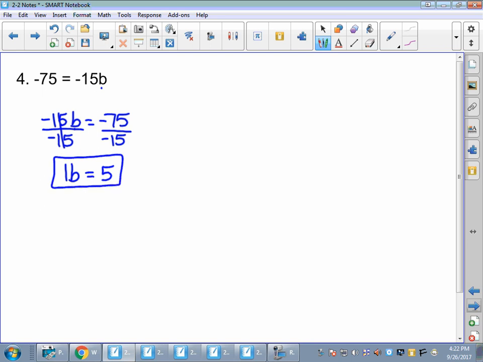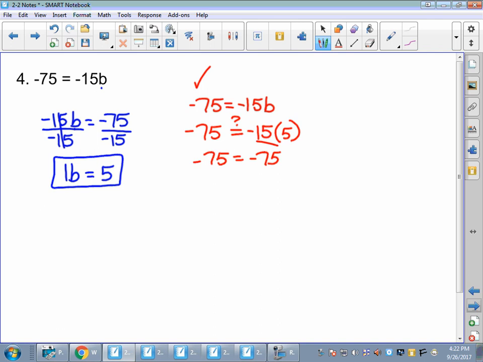When I go to show my check here, I check my solutions, use my original problem always. I'm going to plug in my variable, and I'm just questioning, put a little question mark above there. Is negative 15 times positive 5 equal to negative 75? And in fact, it is. So I have my solution in blue and my check in red.